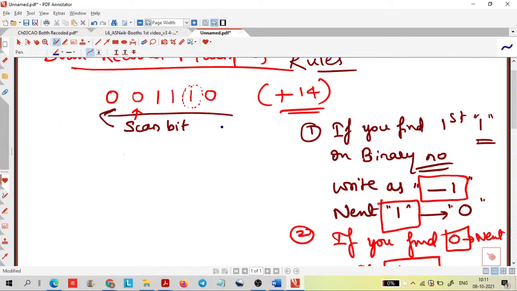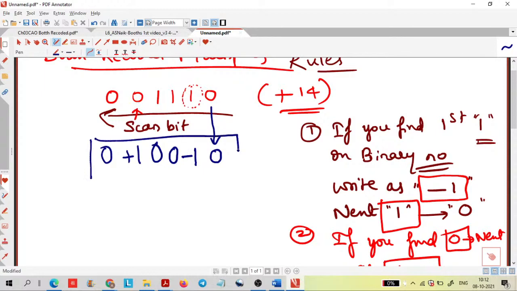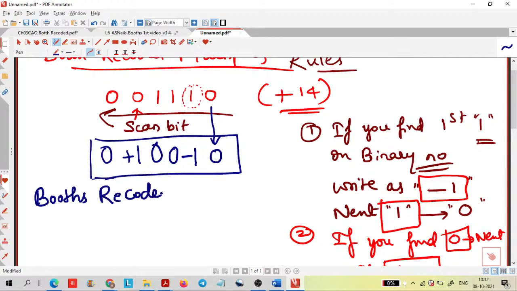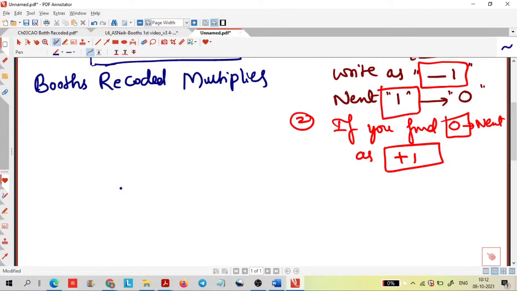As per the first rule, if you are getting 0, write 0 as it is. If you find a first 1 in the binary number, write it as -1. For the next, if you get the same digit, write 0. Then for the next 0, write +1, and for the next, if you get the same, write 0. So this is called the Booth recoded multiplier algorithm. Okay, I'll take one more number.